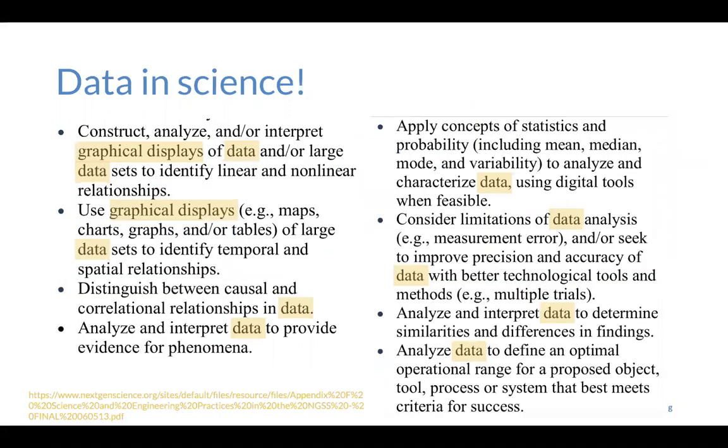Data has a really important role in science as well. And here I've highlighted the different components across all eight of the science and engineering practices in the Next Generation Science Standards that we've adopted to be our science standards in New Jersey, as well as many other states across the country.